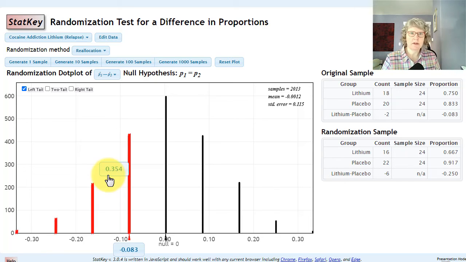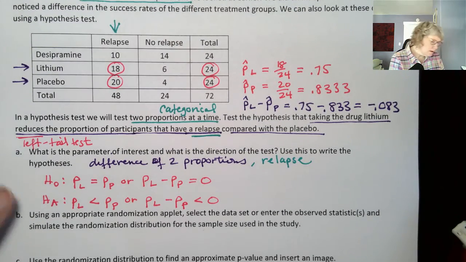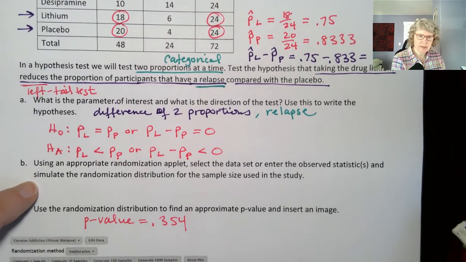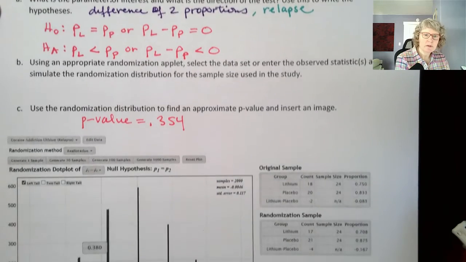0.354. Okay, so now let me go back to the notes. Okay, so we did this. We used an appropriate randomization applet, selected the data set or entered the observed statistics, and simulated the random distribution for the sample size in the study. We got a p-value of 0.354, and now there's a screenshot of what we had here.